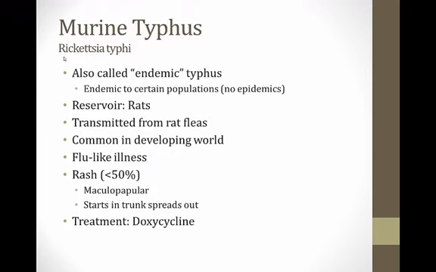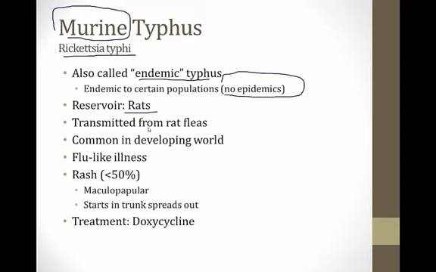Murine typhus is caused by Rickettsia typhi. This is also called endemic typhus because it's endemic to certain parts of the world and certain populations, and it doesn't cause epidemic outbreaks. Its reservoir is the rat, and that's easy to remember because the word murine means related to mice or rats. It's transmitted from rat fleas to humans, and it's common in developing parts of the world. People get a flu-like illness, and then they get a maculopapular rash that starts in the trunk and spreads outward, and the treatment of this is doxycycline.